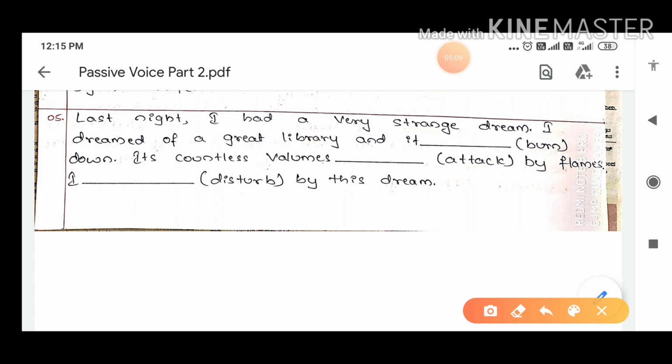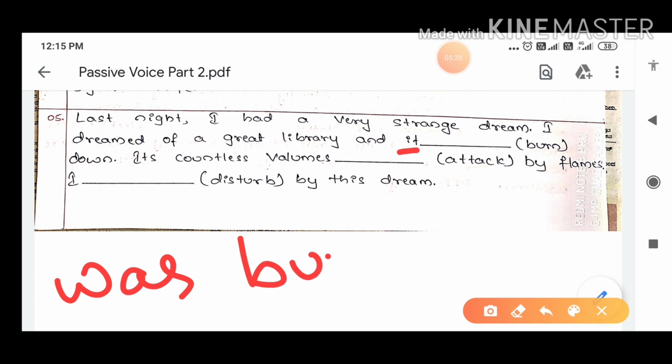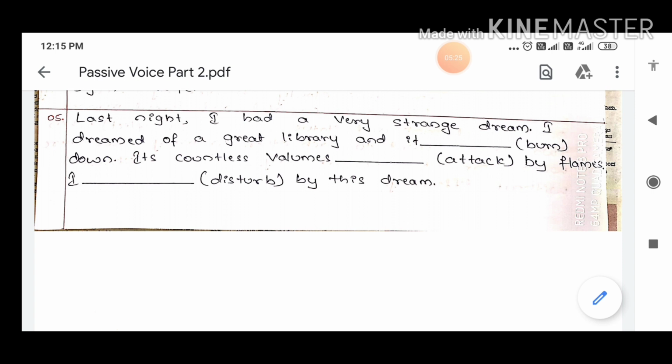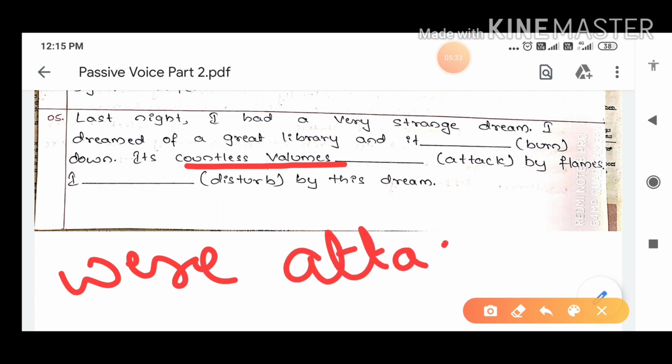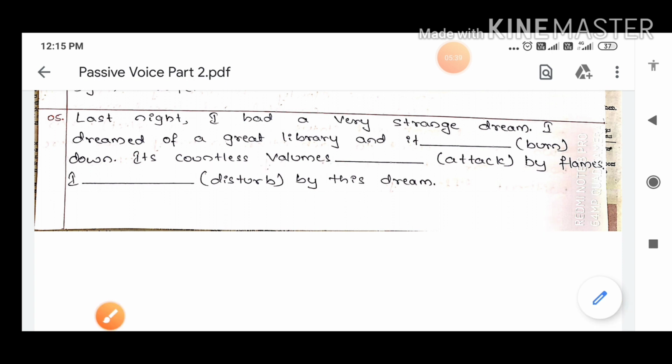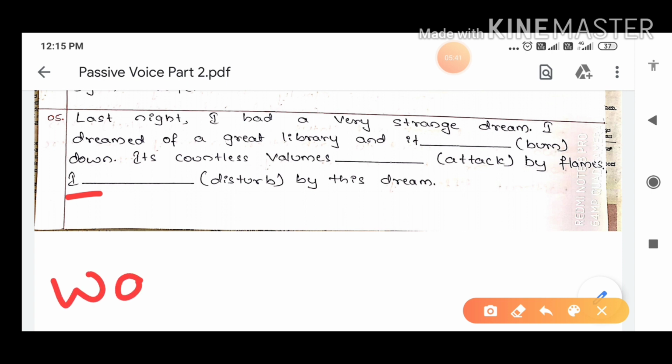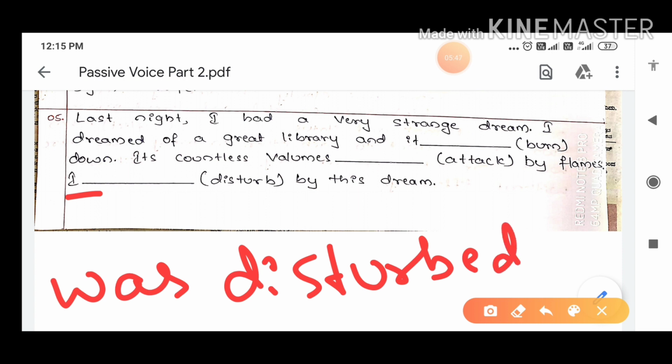Last night I had a very strange dream. I dreamed of a great library and it, the word it stands for singular, was burned. V3 of burn is burnt. It was burnt down. Its countless volumes stand for plural, so we make use of were. V3 of attack is attacked. Its countless volumes were attacked by flames. I stands for singular, was disturbed. I was disturbed by this dream.